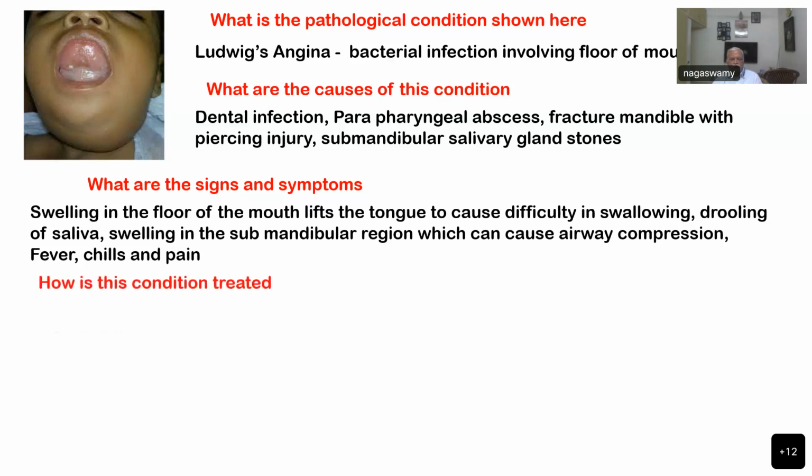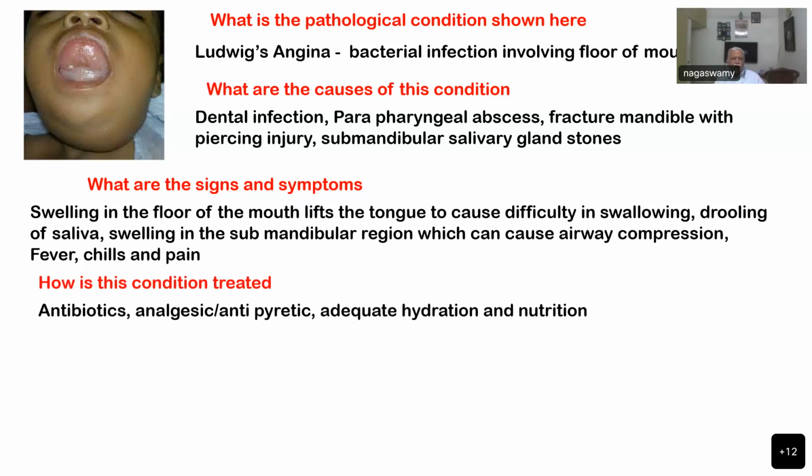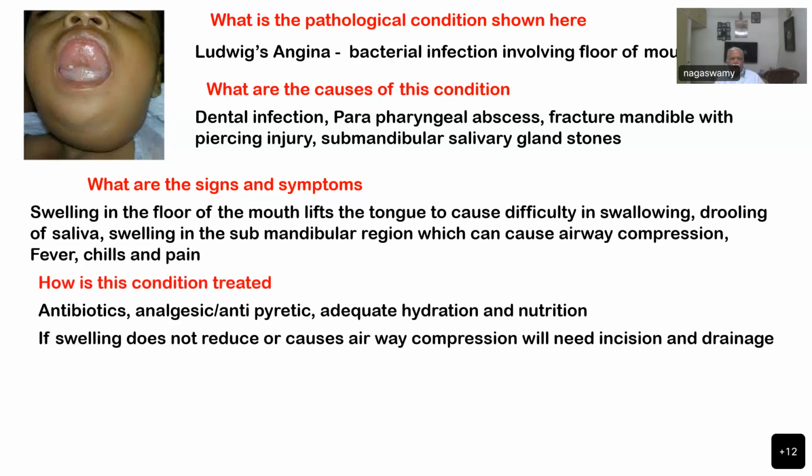How is this condition treated? Surgical management. Straight away surgical management? Antibiotics. First thing is antibiotics, analgesics, antipyretics, adequate hydration and nutrition. Okay, this is the first basic step. If swelling does not reduce or causes airway compression, we need incision and drainage.